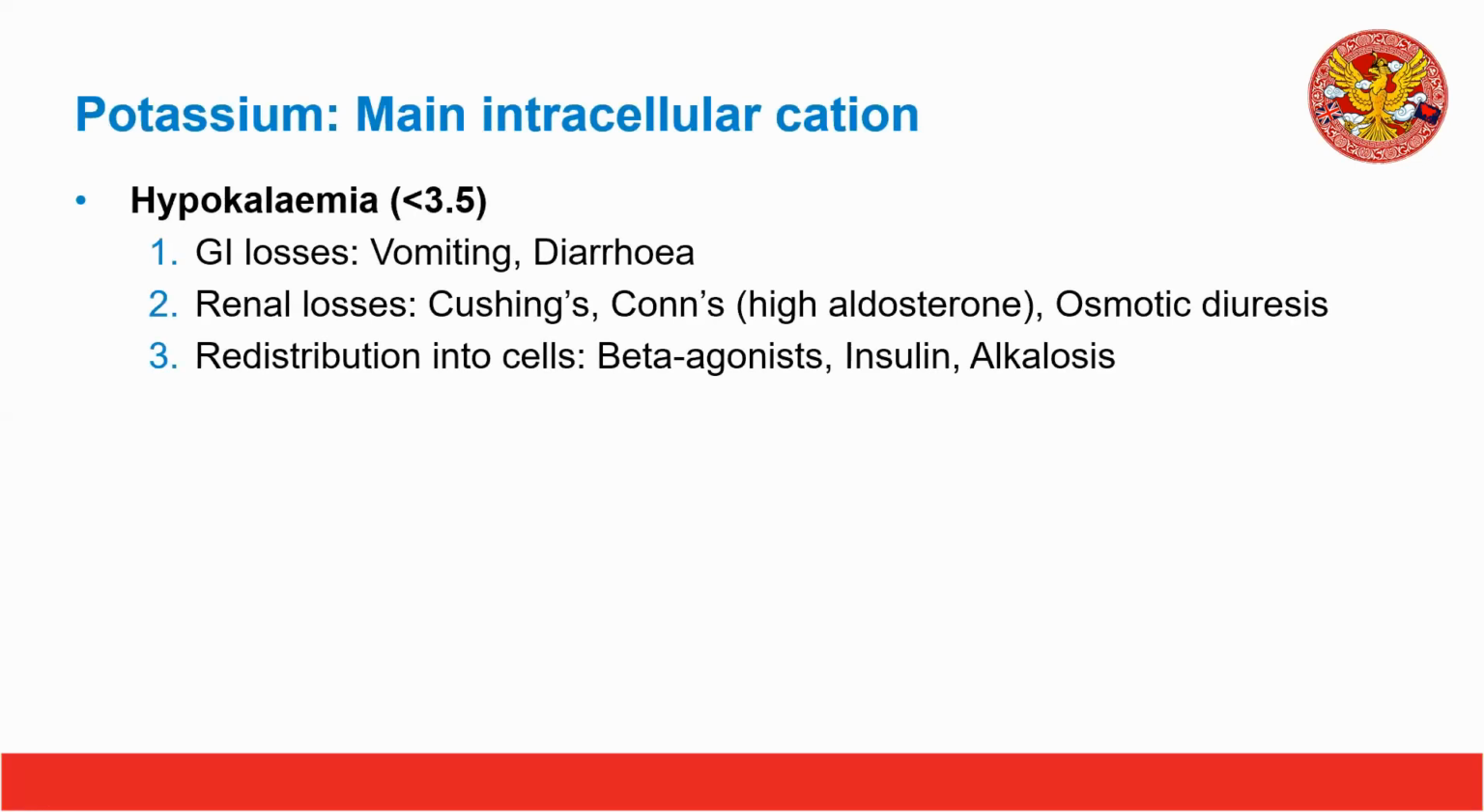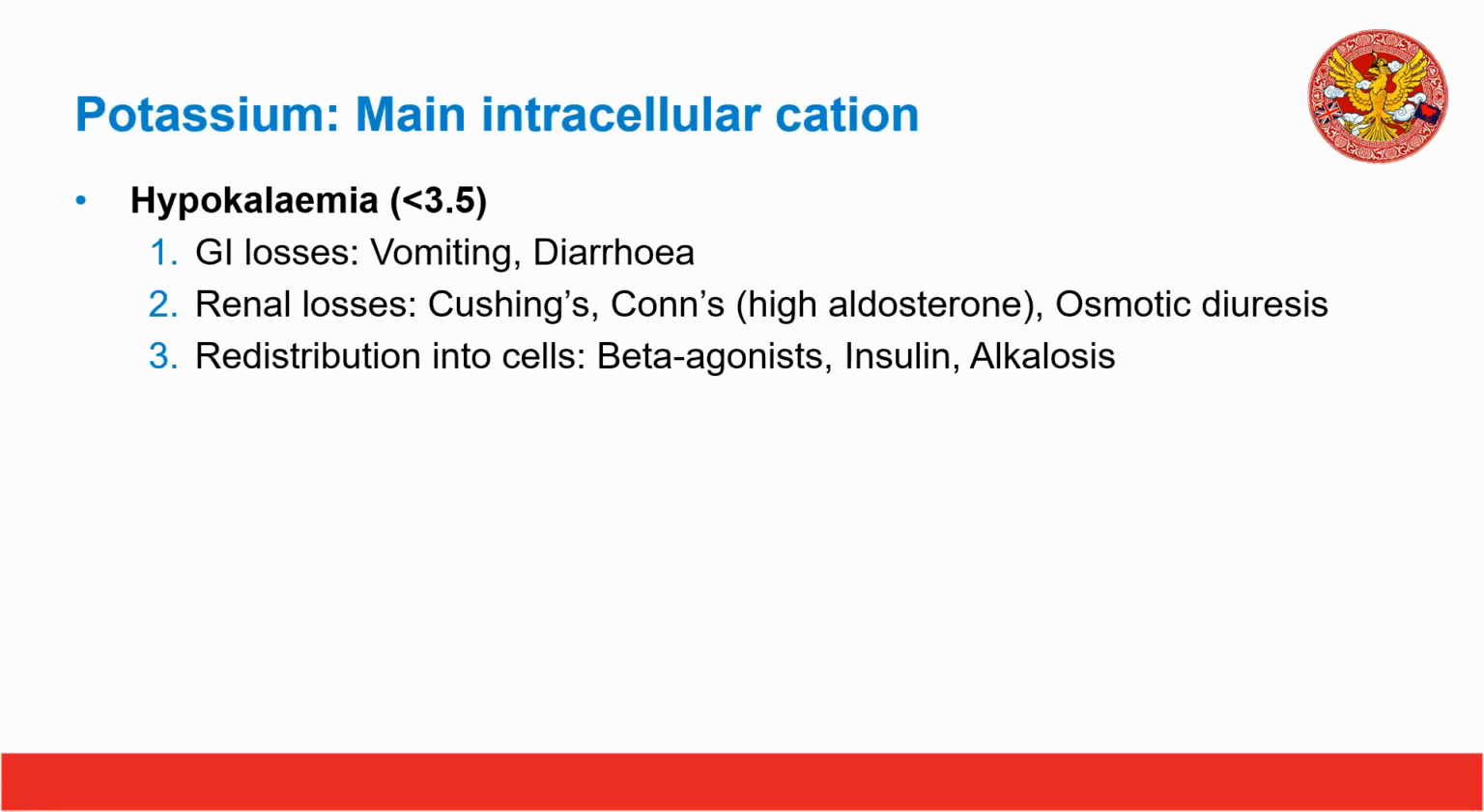Hypokalemia is having a potassium concentration less than 3.5. In terms of what could cause hypokalemia, we're thinking about GI losses. So vomiting and diarrhea, you're losing your potassium through that. Renal losses, so Cushing's and Conn's. Again, we mentioned Cushing's and Conn's, you get high aldosterone. High aldosterone, yes, it absorbs sodium, but what it does to potassium is the opposite. It trashes potassium. It gets rid of potassium from the body. So Cushing's and Conn's, high aldosterone increases the sodium reabsorption and increases potassium excretion.